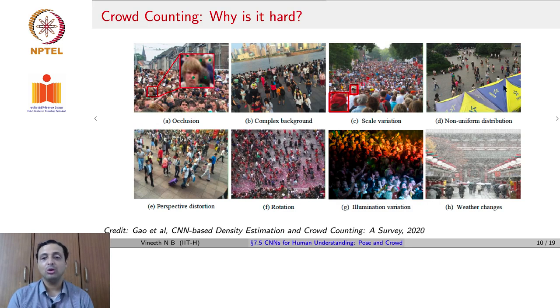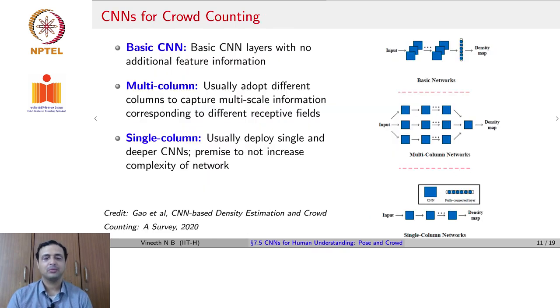You could have a non-uniform distribution of people across the image. You could have perspective distortions. You could have rotation issues. You could have illumination variations such as a show where you may want to count the number of people, or you could be faced with weather changes. So all of these make this problem of crowd counting extremely hard.